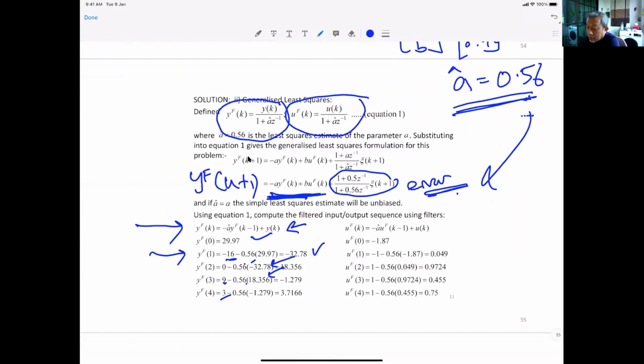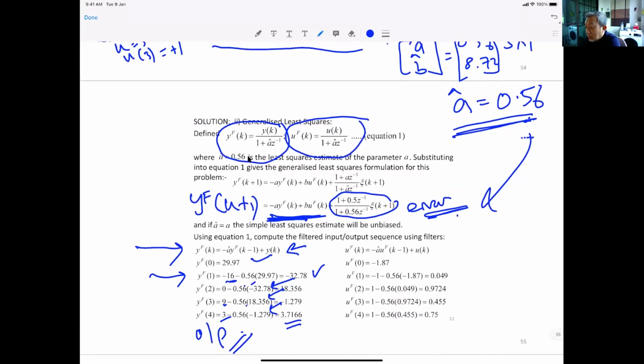Minus A cap, E estimator 0.56 minus 1.279, which is from here, the value. Then you get 3.716. Okay, this is for the output. For the input, the formula we are using is UF of k equals U of k minus A cap, UF of k minus 1 plus initial conditions, minus 1.87.